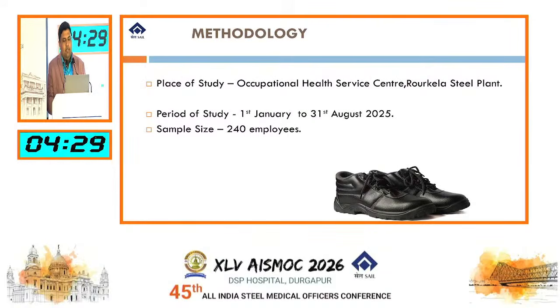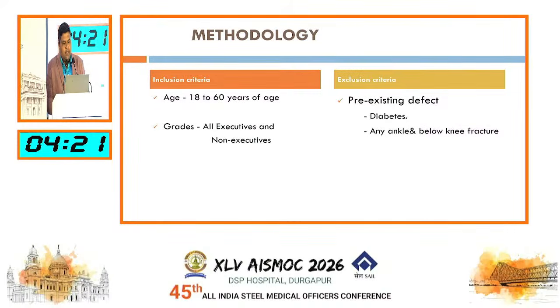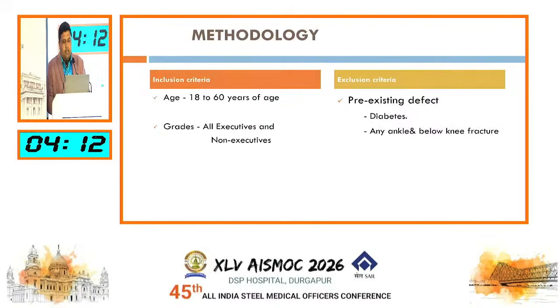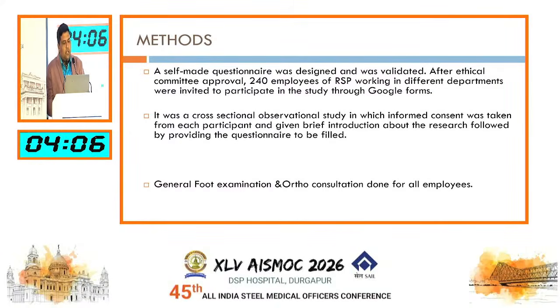The study was done between 1st January and 31st August 2025. It involved 240 employees, 180 non-executives and 60 executives. This study focused on both executives and non-executives from age 18 to 60 years. However, those having health concerns like diabetes, any ankle or below-knee fracture, etc. have been excluded. A self-made questionnaire was designed and was validated after ethical committee approval.